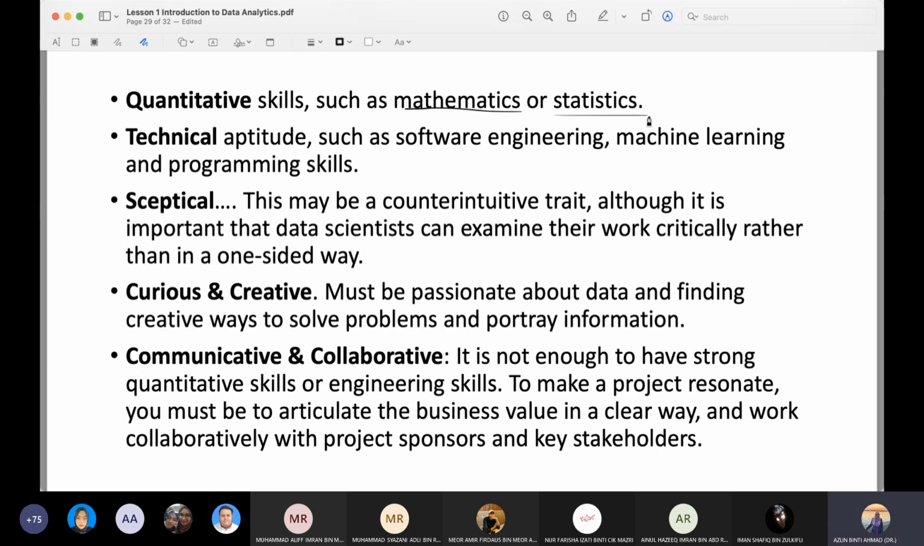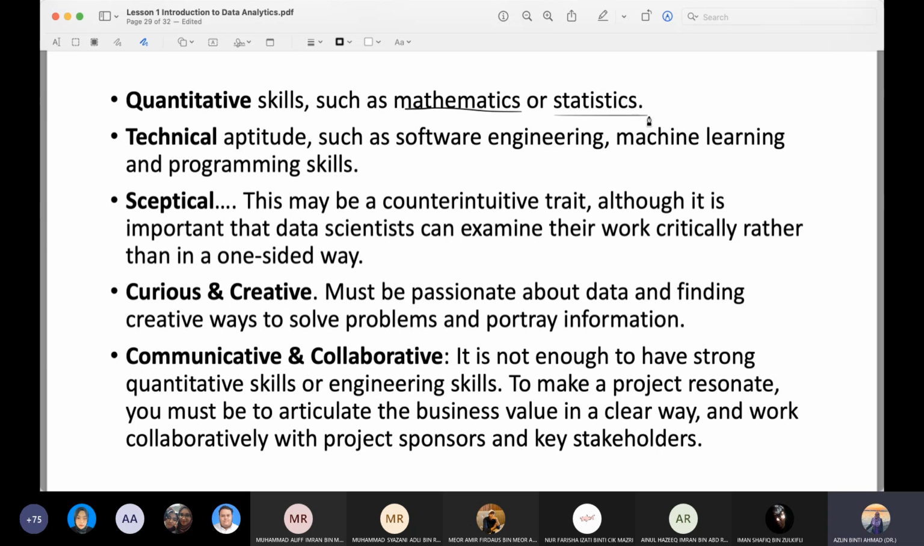That's skeptical. Macam saya cakap tadi lah, kena skeptical lah bila you tengok satu-satu problems tu. If this is a solution, what will happen? So banyak benda yang you nak kena consider.